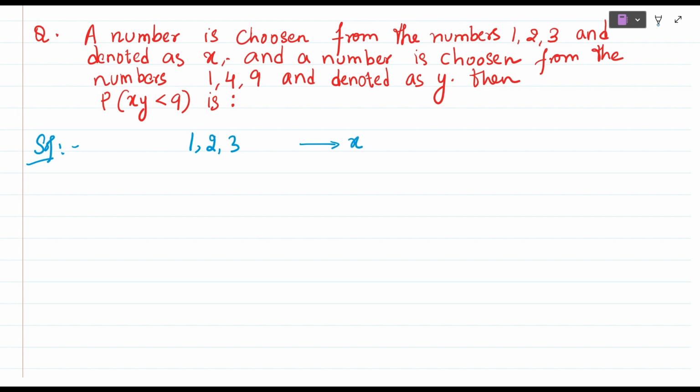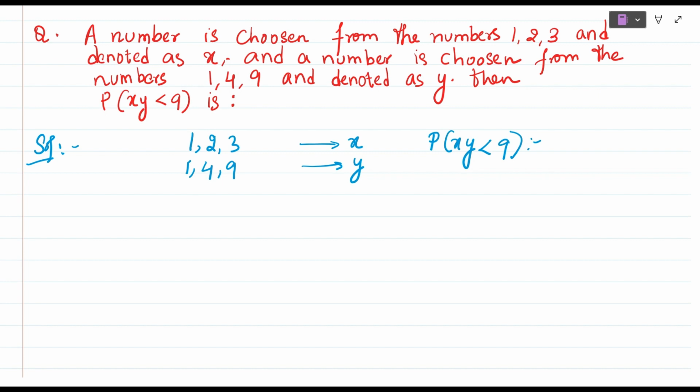And 1, 4, 9 and denoted as y, okay? So from the given numbers, what are they asking? P of x, y should be less than 9, they are asking. This is the probability they are asking, okay? Means the product should be less than 9.